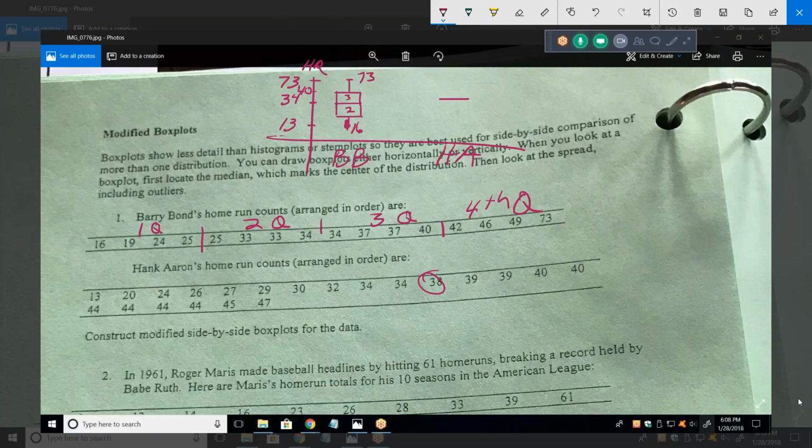So Hank Aaron's median is bigger than, what do we have? We had 21. So we have 21. When we break it up into quartiles, I'm not sure how they deal with that. Do you know? In other words, we got one left over.